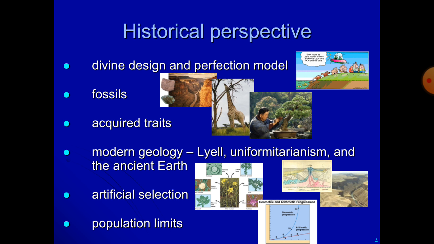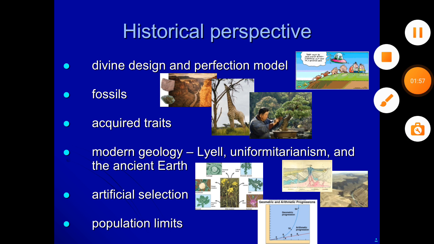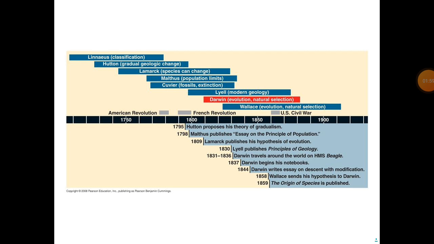Now, under historical perspective, we have divine design and perfection model, fossils, acquired traits, modern geology, Lyell, uniformitarianism, and the ancient Earth, artificial selection, and population limits. For years, we have been wondering about how organisms have been evolving. These ideas have been made into theories by certain people.